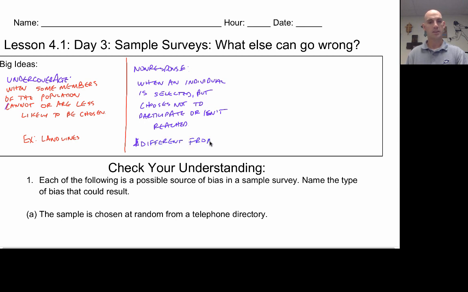Okay, so in this, it's different from voluntary response in this way. I kind of mentioned voluntary response, but it's different. With voluntary response, you just put out a general, okay, everybody, here we go. With non-response, you're saying, I've identified this person, but they didn't follow through on it. So I hope that makes sense.